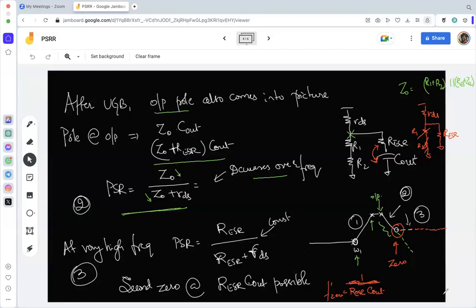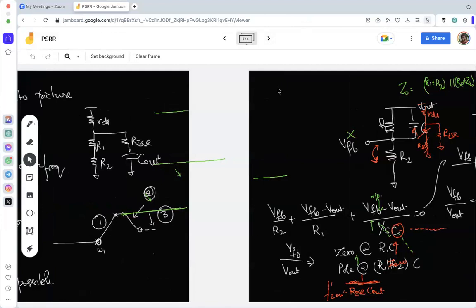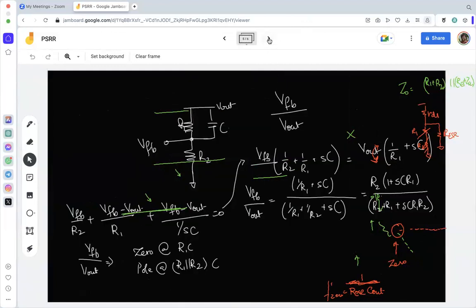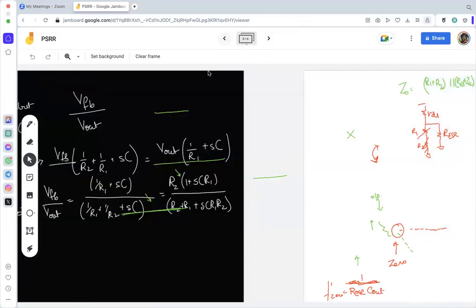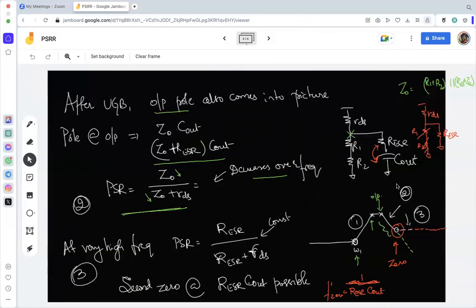Okay. So overall, let me see if I have more slides here. This is something different. Okay. Overall, I'm going back, just after saving this image, to the whiteboard.